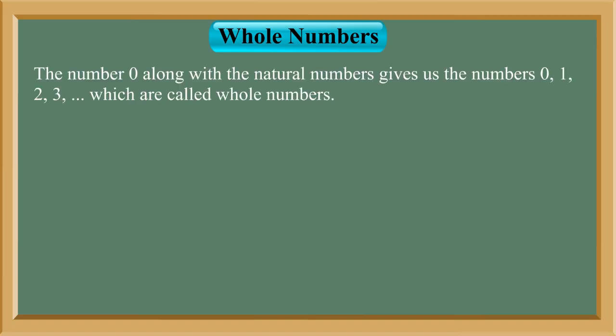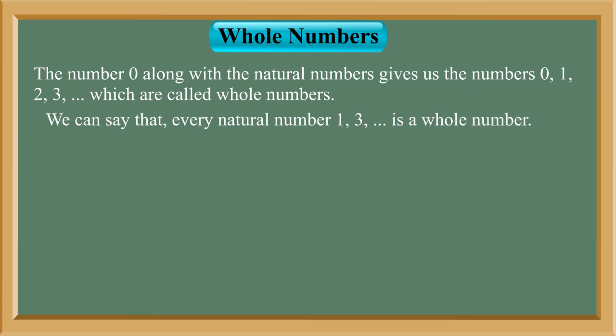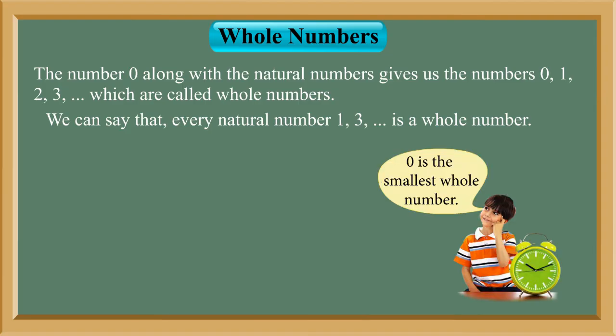Whole numbers. The number 0 along with the natural numbers gives us the numbers 0, 1, 2, 3, which are called whole numbers. We can say that every natural number 1, 2, 3 is a whole number. 0 is the smallest whole number.